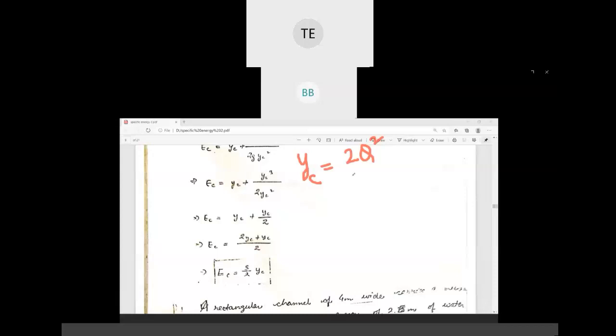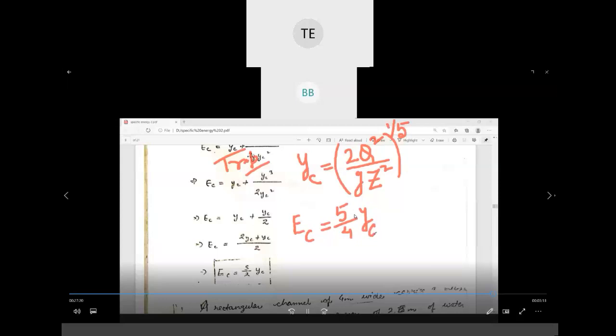you have to study this for other channel sections also, like trapezoidal, parabolic. So at least you write down the expression gz square. Okay. So this is for trapezoidal. YC is q square divided by gz square to the power 1 by 5. And EC is equal to 5 by 4 YC.